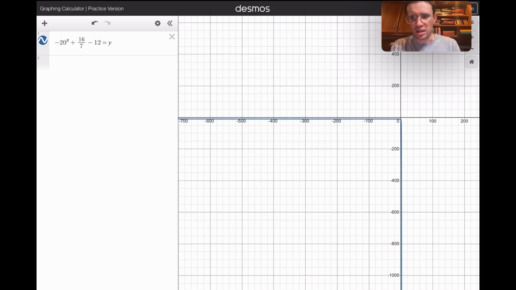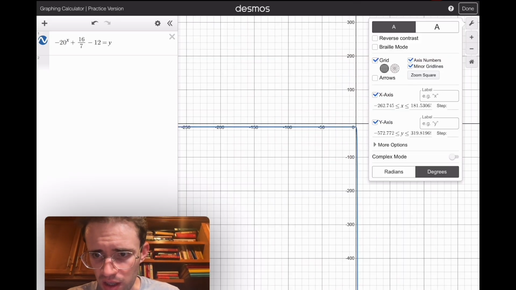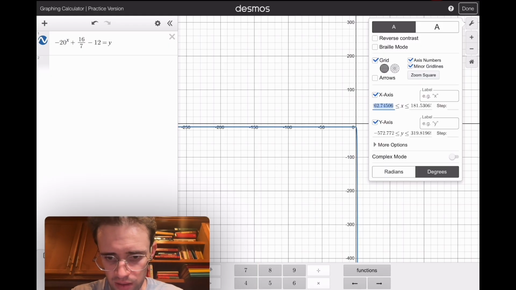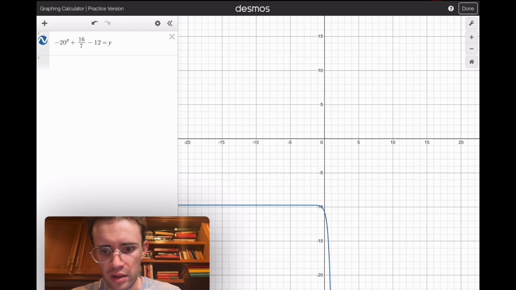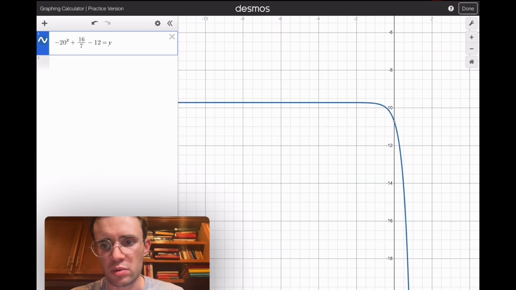Why does it look like that? I guess I just have a really weird zoom setting here. So let me go here. Yeah, okay, let's just do like negative 10, 10. All right, so we can see it like that. So that's more what we're expecting here. And we just wanted the y-intercept. So they read it as that.